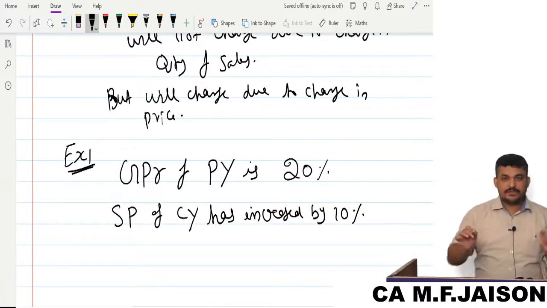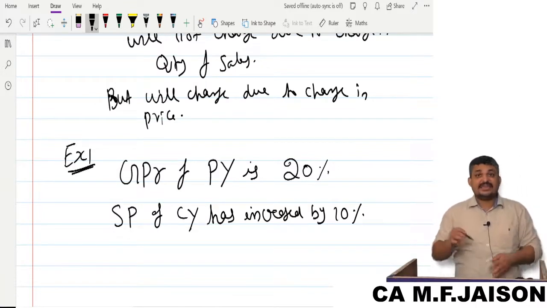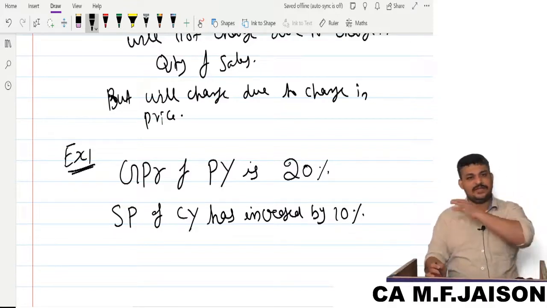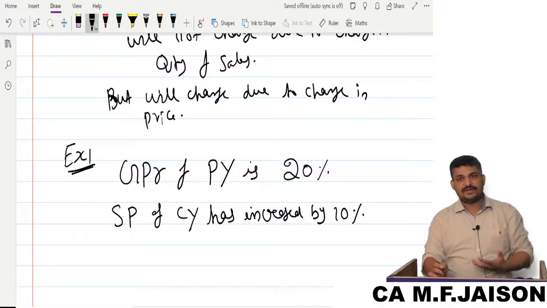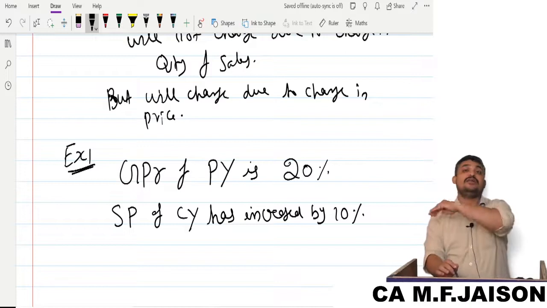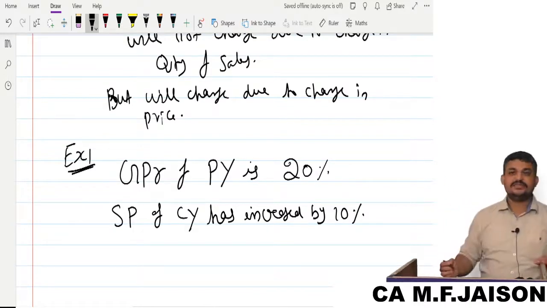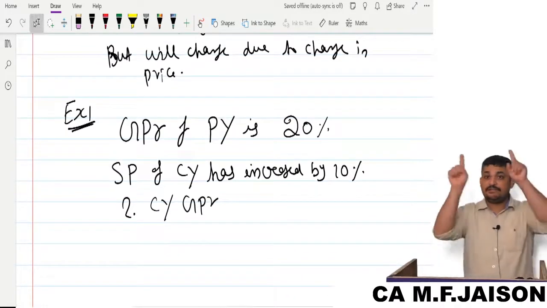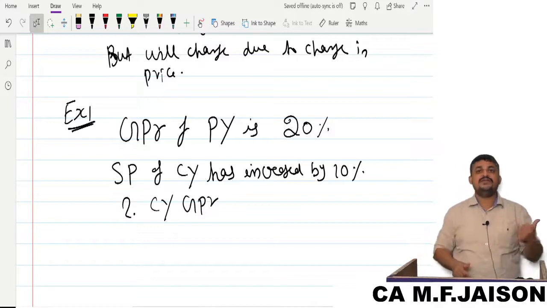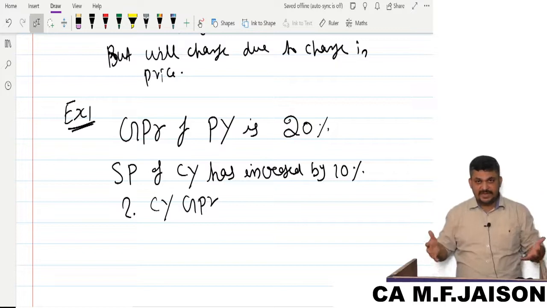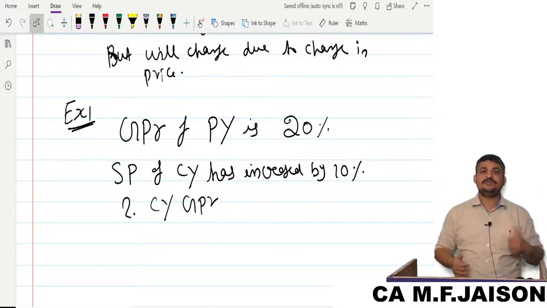But the question also says that current year selling price has increased by 10%, and sales value, purchase, everything is given. Like this information. Now, question is, what is current year GPR? So we are supposed to apply in the memorandum trading account current year GPR or previous year GPR? Which one should I apply?